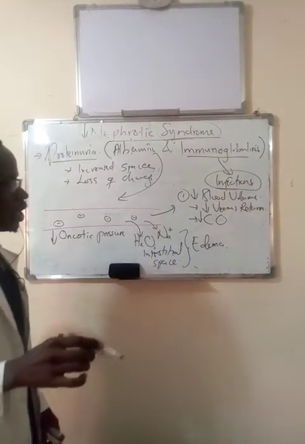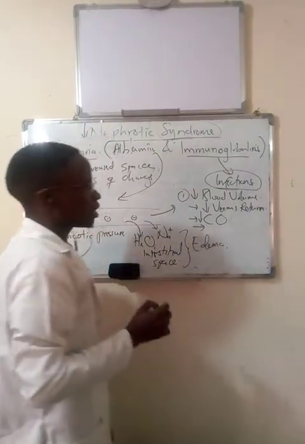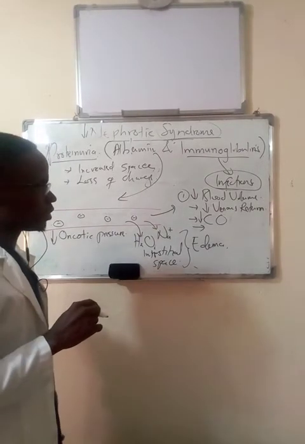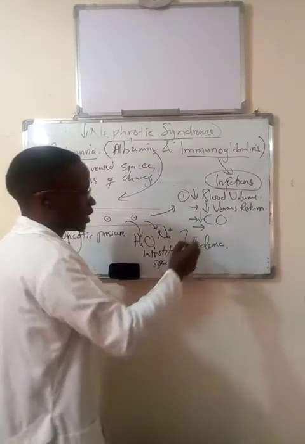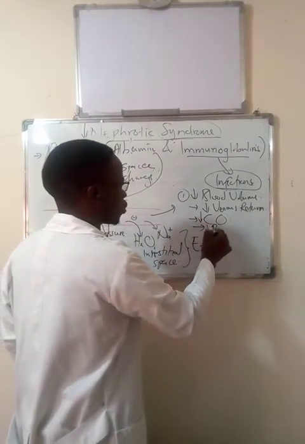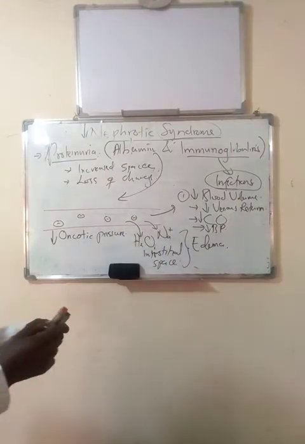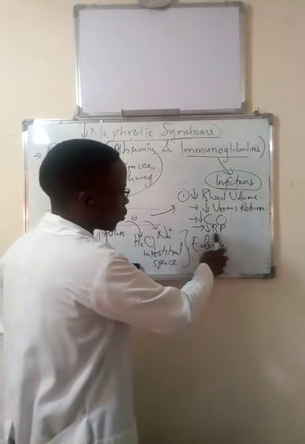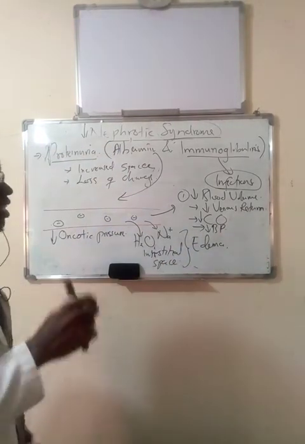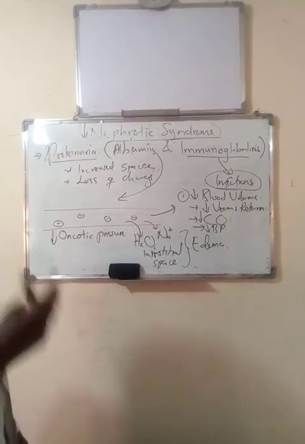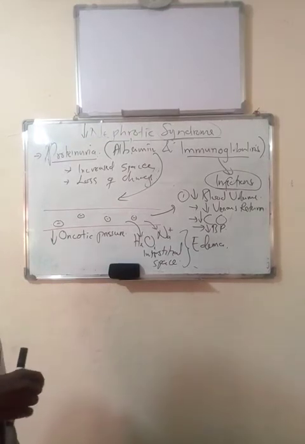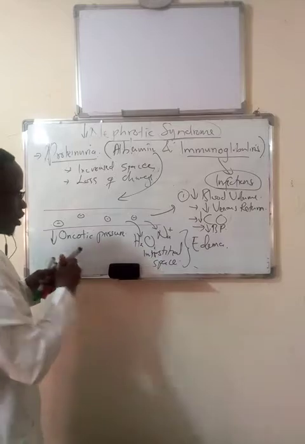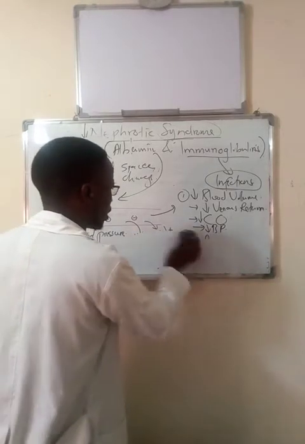If cardiac output is reduced, remember, blood pressure is a product of what? Cardiac output and heart rate, isn't it? So because of that, blood pressure is going to be reduced. So these people with nephrotic syndrome, at some point, are going to have reduced blood pressure. It's like they are having some sort of hypovolemia.